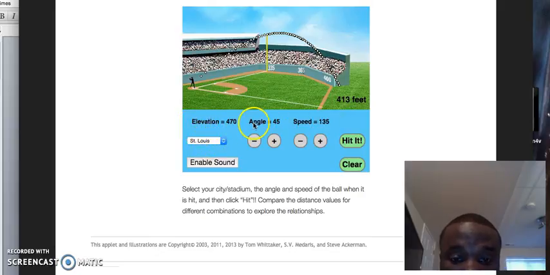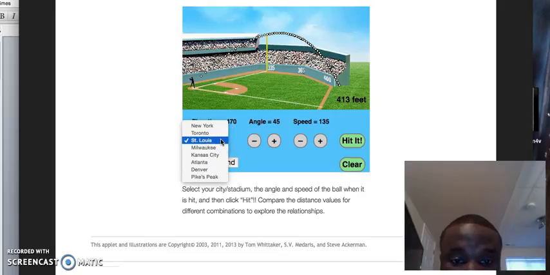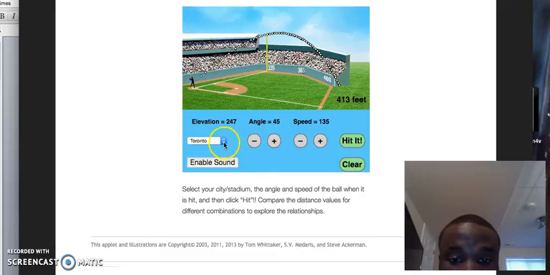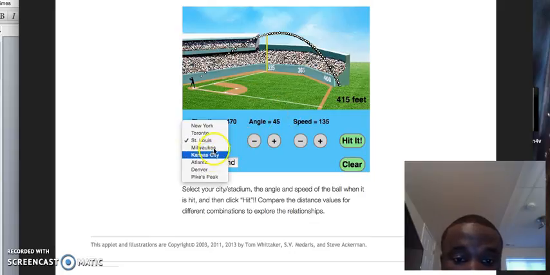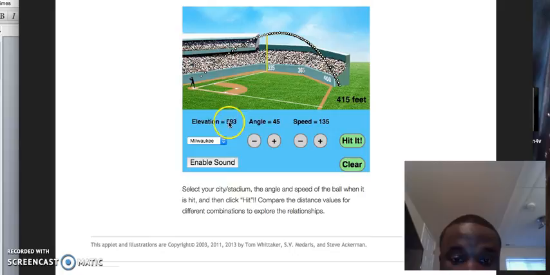So the elevation change: first it was at St. Louis, which was 400. Which the first one was at Toronto, which was 247. And now I would change the elevation to St. Louis, which would be 470. And they gave me the same height, 415 feet. If I change the elevation to Milwaukee, which is 593, again, I'm always keeping the same angle. I keep the same speed.